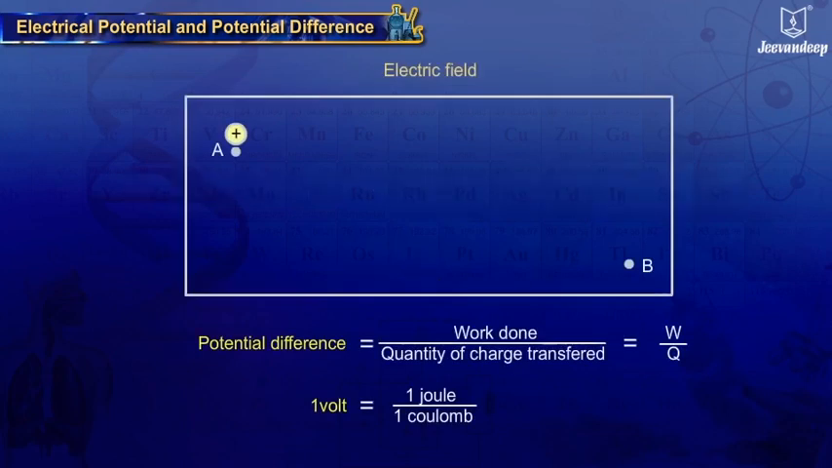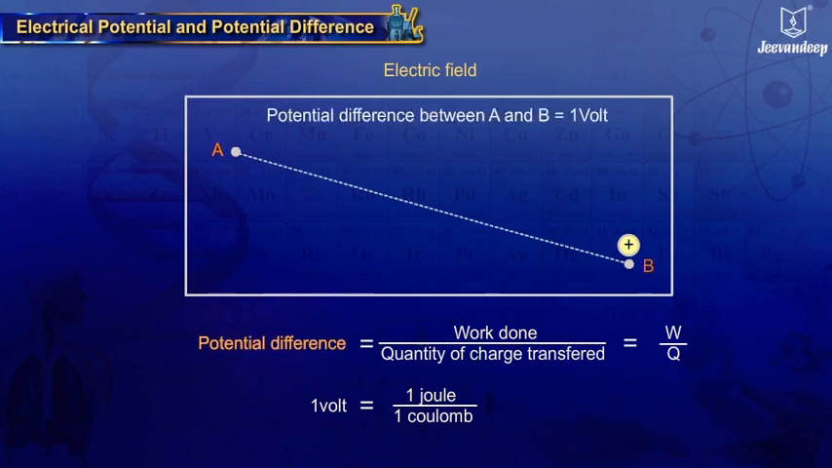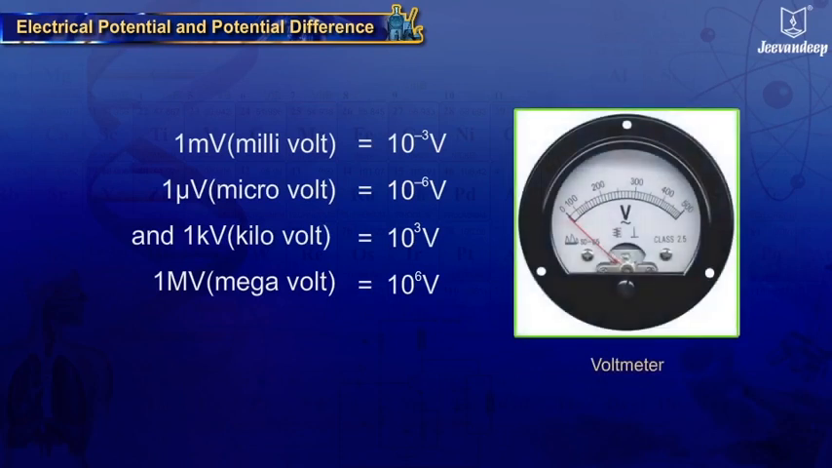1 volt. If 1 joule of work is done in moving 1 coulomb of electric charge from one point to another, then the potential difference between those two points is said to be 1 volt. Small voltages are measured in terms of millivolts and microvolts, whereas large voltages are measured in terms of kilovolts and megavolts.